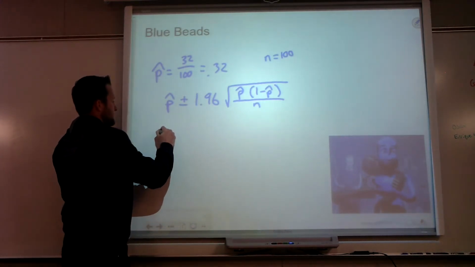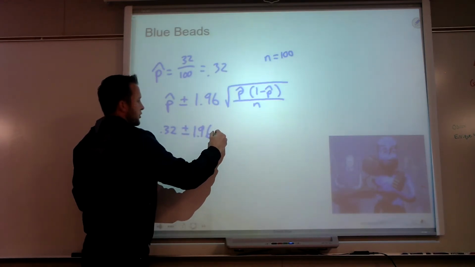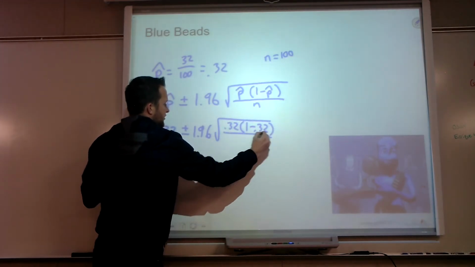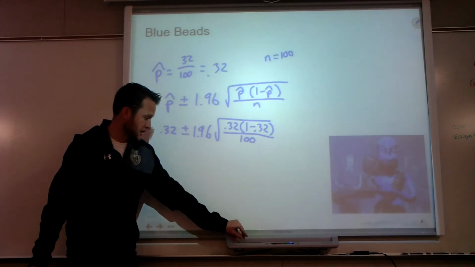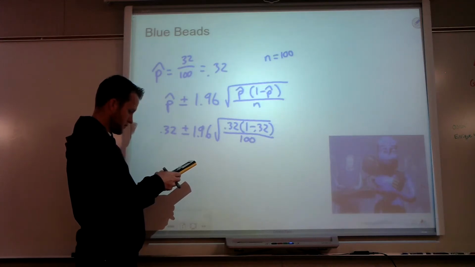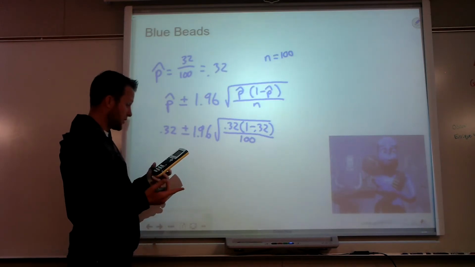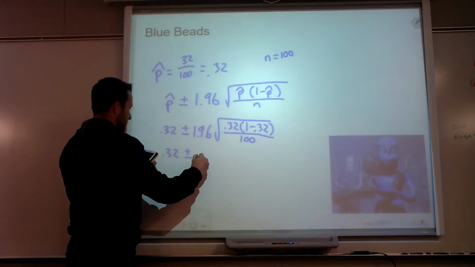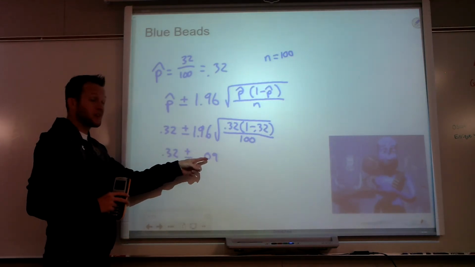All right, so let's plug this in. My p-hat was 0.32. Critical value is 1.96. And then we're going to do the square root of 0.32 times 1 minus 0.32, over the sample size of 100. I'm just going to plug this whole thing into my calculator. And I got 0.091. So 0.32 plus or minus, and I'm just going to round that to 0.09. So what this means is I have a margin of error of about 9%.